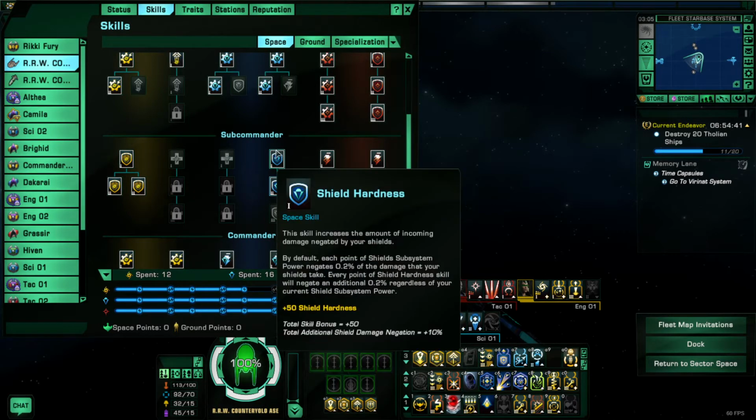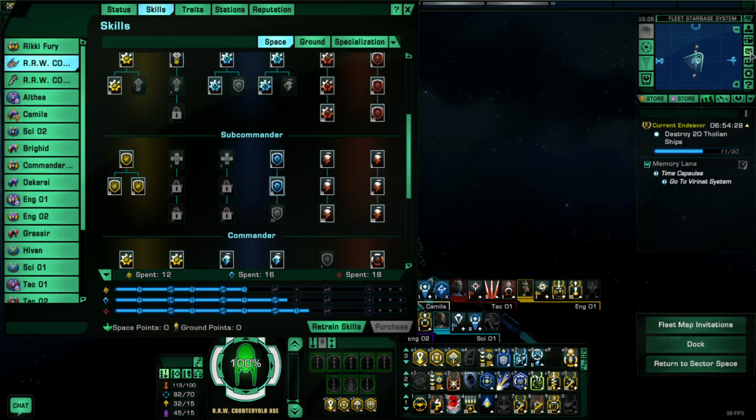I personally have 2 points, but even with just 1 point invested in shield hardness, this adds 10% shield resistance to your ship, which is decently good.